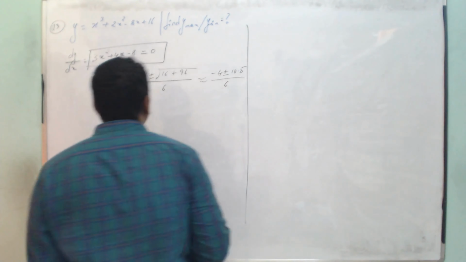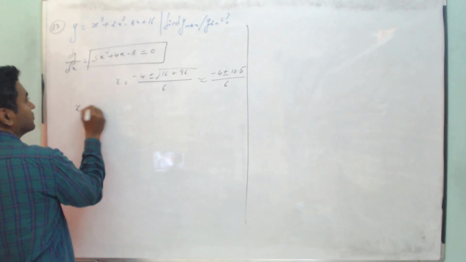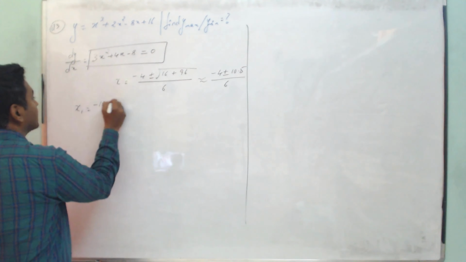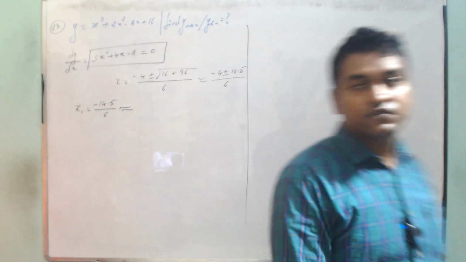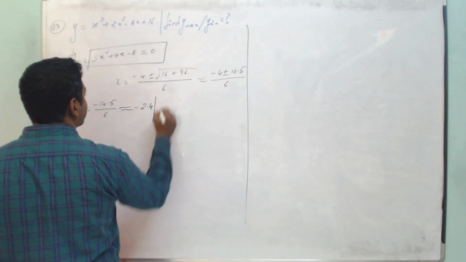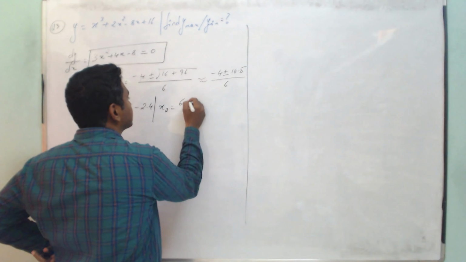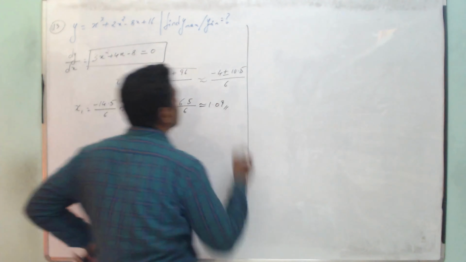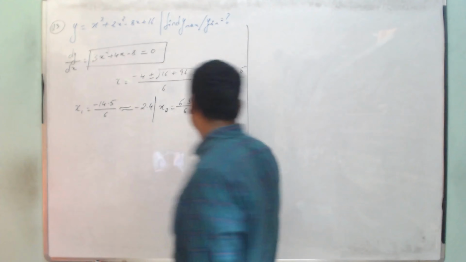So here I have two possible values. One value, x1, is minus 14.5 by 6, which is approximately minus 2.4, since 6 twos are 12 and 6 fours are 24. The other value, x2, is 6.5 divided by 6, which is approximately 1.08.